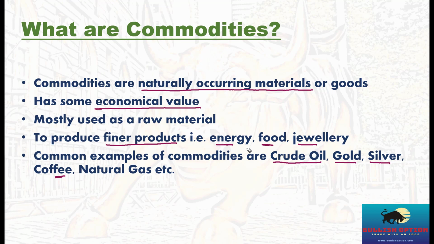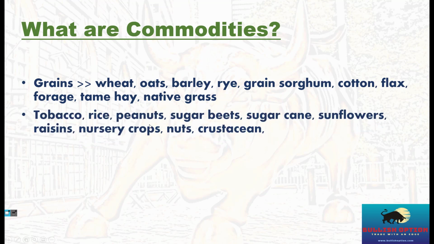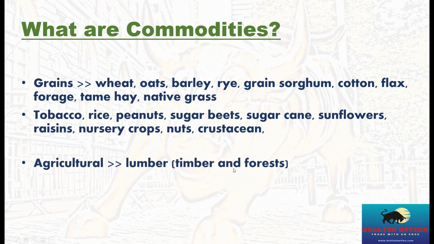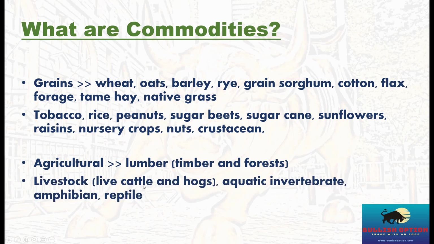So these are not the only kinds of commodities. There are so many kinds of commodities. There can be agriculture products like grains, wheat, barley, rye, cotton, flax, tobacco, rice, peanuts, sunflower, nuts, all those things. Agriculture products like timber, forest, these are commodities. Livestock like live cattle, hogs, or even reptile, these are commodities.